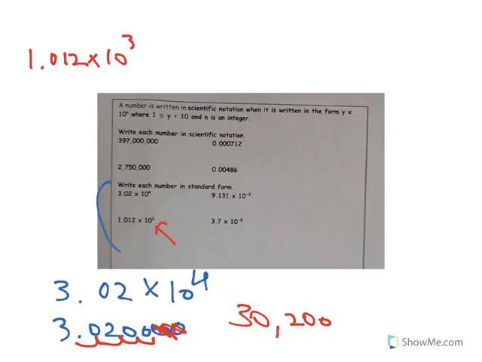And I can move the decimal point 3 spaces, so 1, 2, 3. So the answer is going to be 1012. For these ones here, you're moving the decimal point the opposite direction. So for this bottom one, 3.7 times 10 to the negative fifth power.